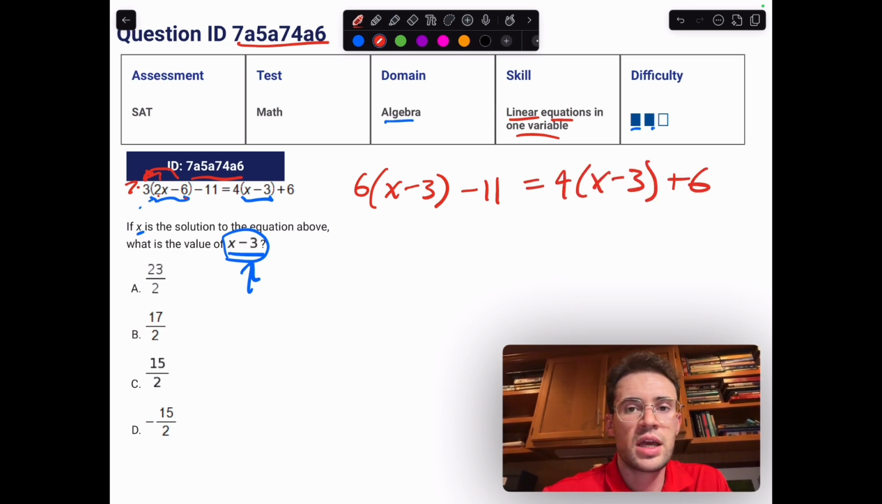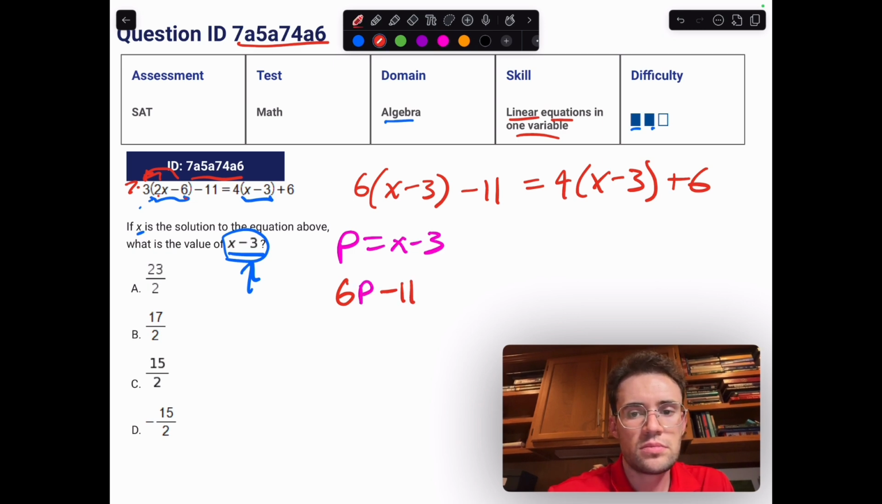Now I've got this. And now instead of using x minus 3, let's substitute in something else. So let's say, I don't know, p can be x minus 3. You can use y, you can use anything. You could also just leave it as x minus 3. But so in this case, instead of 6 times x minus 3, I'm going to write 6p minus 11 equals 4p, because it's 4 times x minus 3. Again, that p is in place of the x minus 3, plus 6.